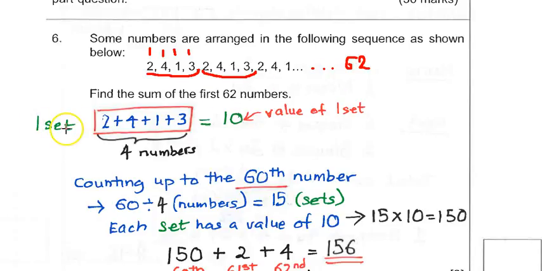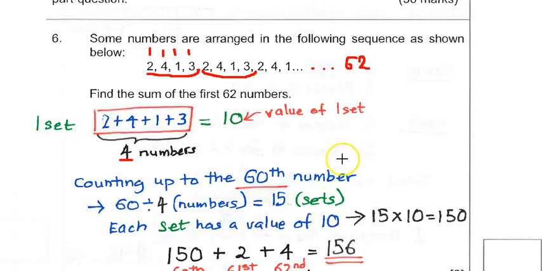Now let's take a look. One set here is 2 plus 4 plus 1 plus 3, there are 4 numbers, right? These 4 numbers are included in this 62. It means inside these 62 numbers, there are 2, 4, 1, 3, 2, 4, 1, 3, 2, 4, 1, 3. Okay, many sets of them. And the value, when I add 2 plus 4 plus 1 plus 3, is 10. Okay, this is called one set is 10. See, one set, total is 10, total is 10, 20, 30, 40, and so on.